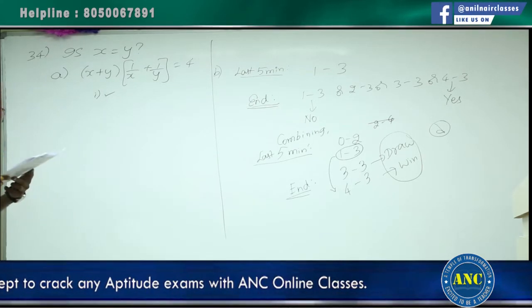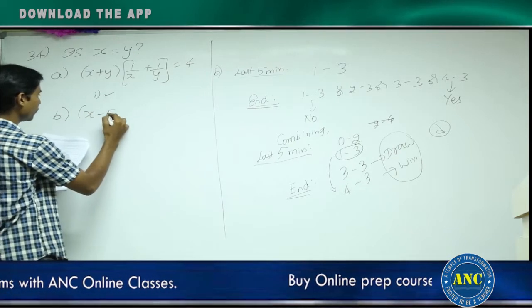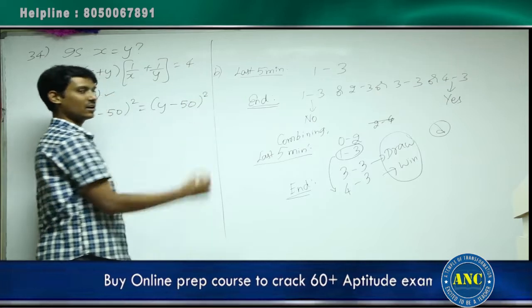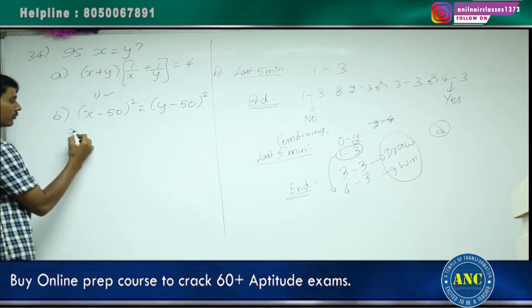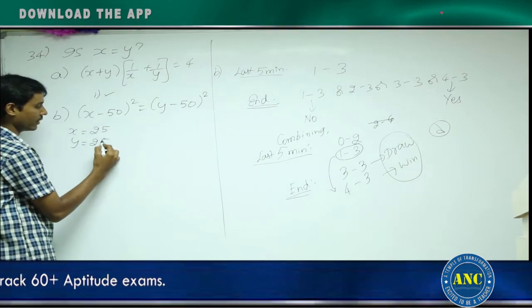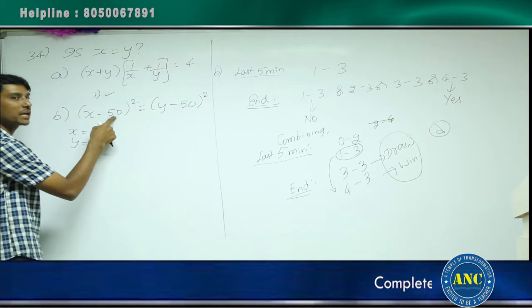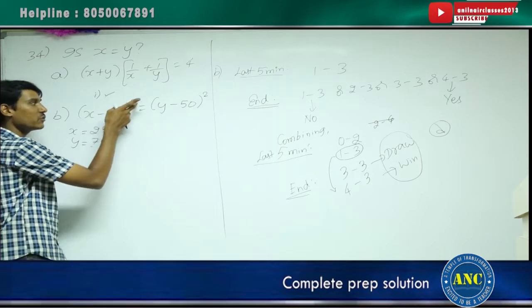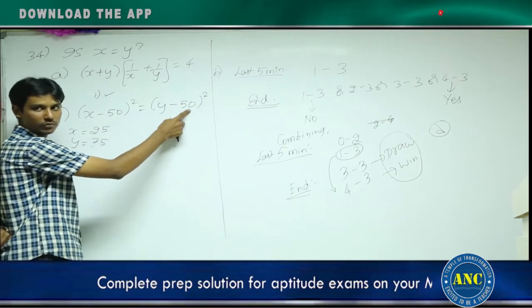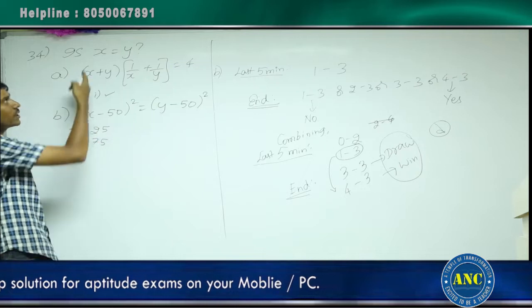If you see the second statement alone, where is that question? Second statement: x minus 50 whole square equal to y minus 50 whole square. See here, now you will have a debate. Suppose I take x is equal to 25, y is equal to 75. 25 minus 50 is minus 25. Minus 25 whole square is 25 square only, right? 75 minus 50 is also 25. 25 square is equal to 25 square. Is x equal to y? No.